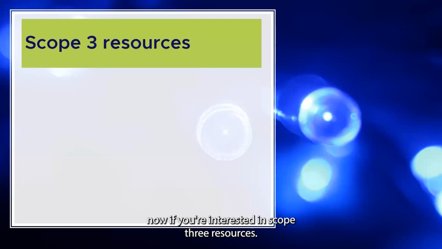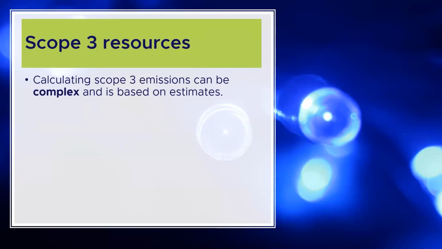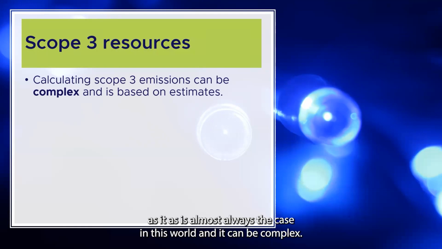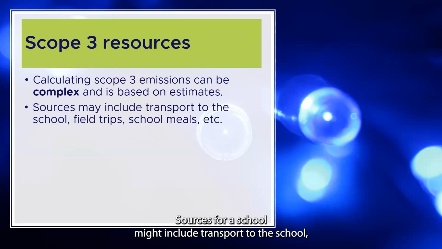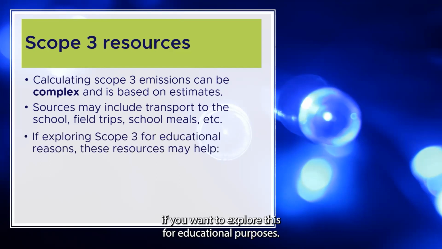Right, now, if you're interested in Scope 3 resources, first let me caveat that with it is quite difficult to calculate, and very often with bigger organizations, they hire a team to do this because often supply chain is a very complex iteration. But if you are interested in that for a school, here's a couple of interesting facts. It is often based on estimates, as is almost always the case in this world, and it can be complex. Sources for a school might include transport to the school, for example, transport from field trips, school meals, etc. It's probably worth having a good sense of what you're interested in if you want to explore this for educational purposes.